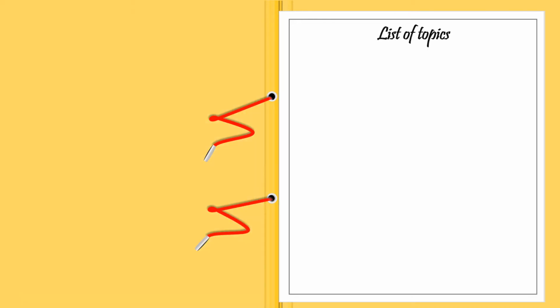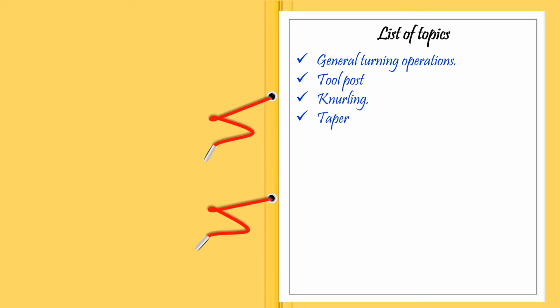The list of topics we are going to cover this week are general turning operations, tool post, knurling, and taper. Let's see our first topic, general turning operations.